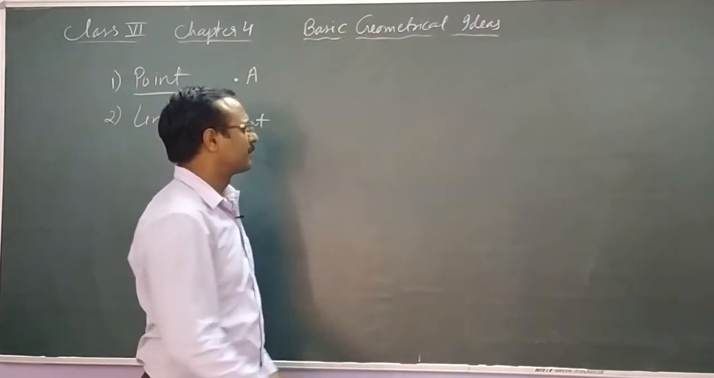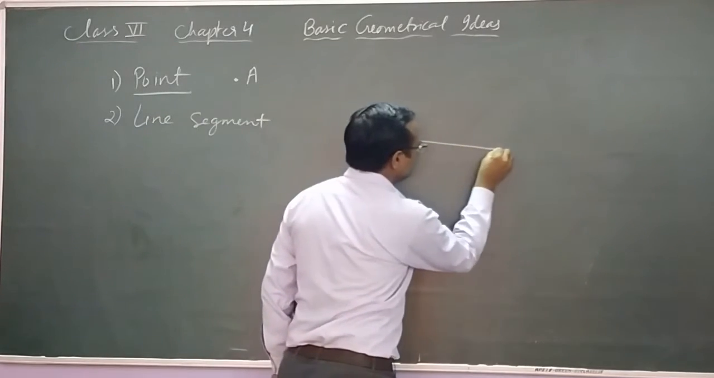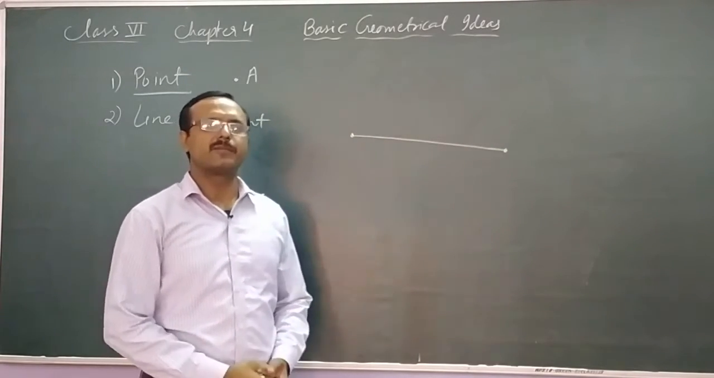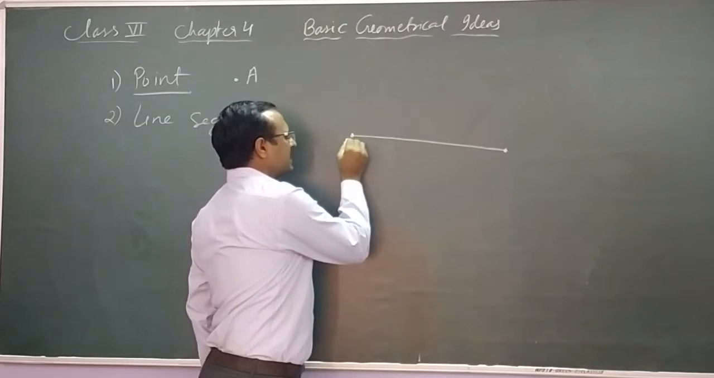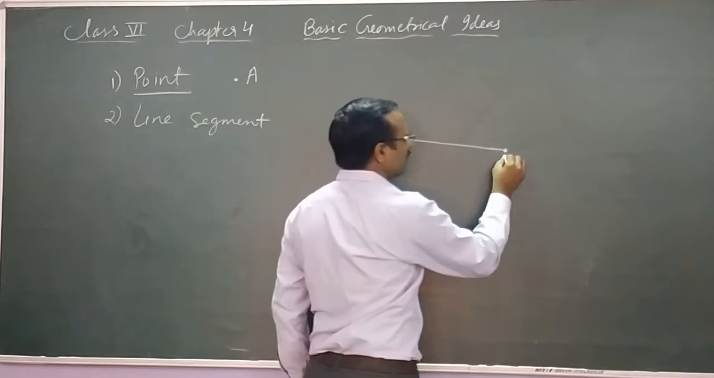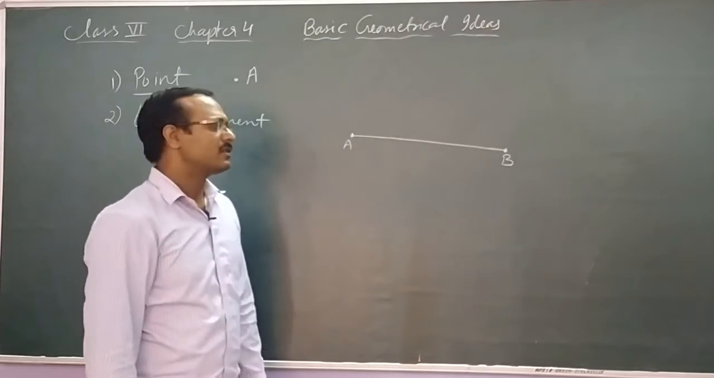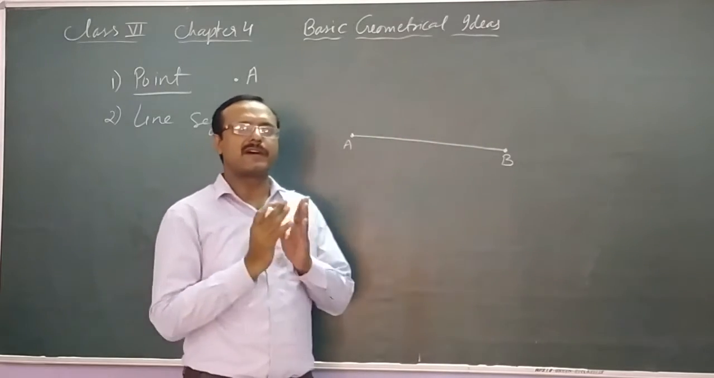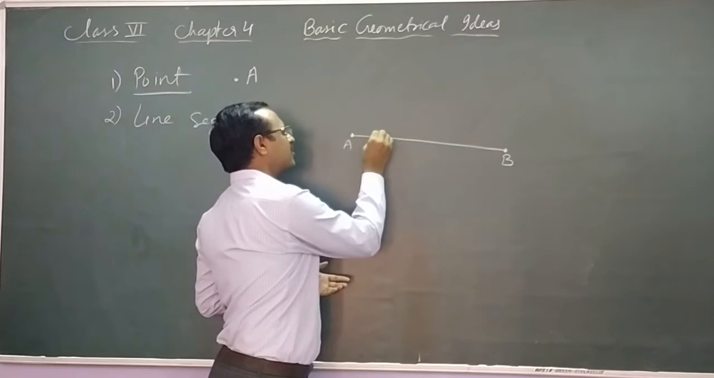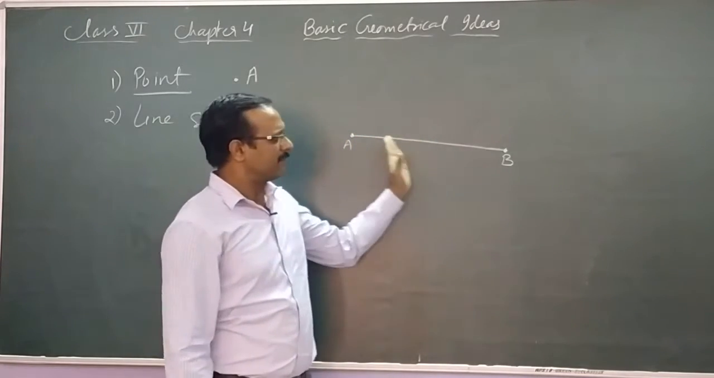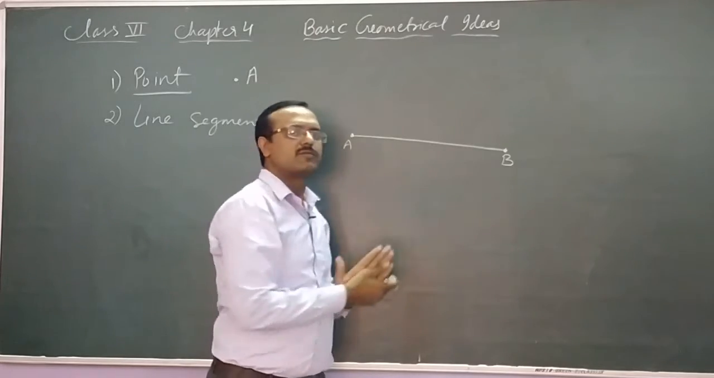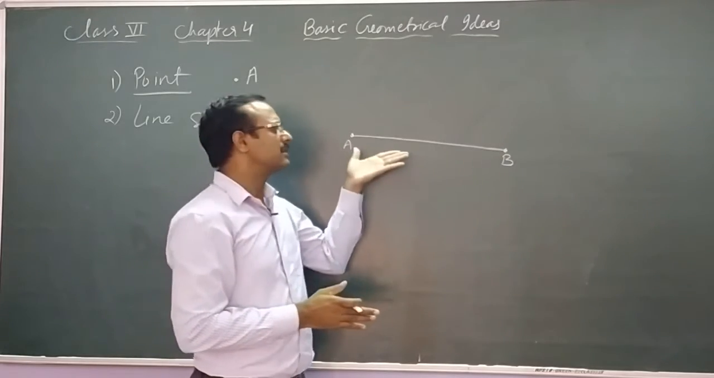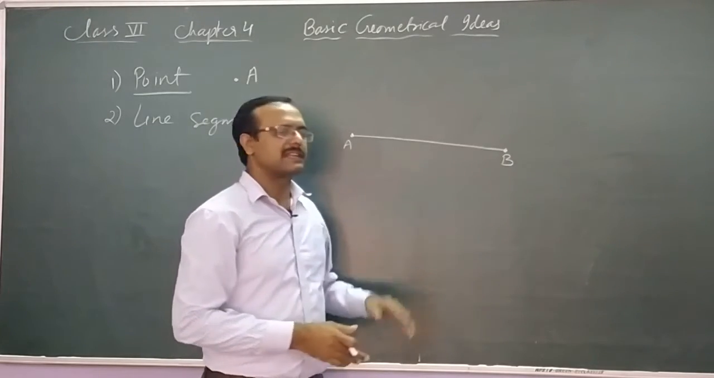Now line segment. A line segment is a small segment of a line which has two endpoints. It will have a starting point, and one of the points will be the end point. So it is made of many points. In between these 2 points there are infinite points. We can plot so many points on this line. So there will be infinite points in between these 2 points A and B, and the line segment has a fixed length. We can measure it by a scale.